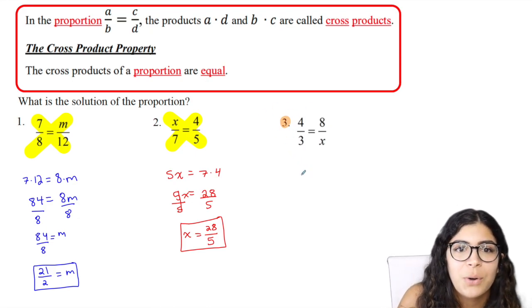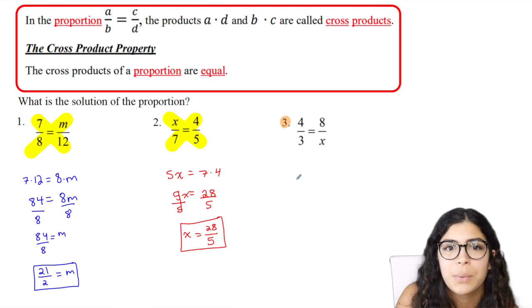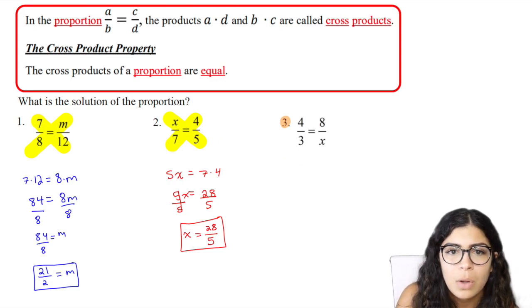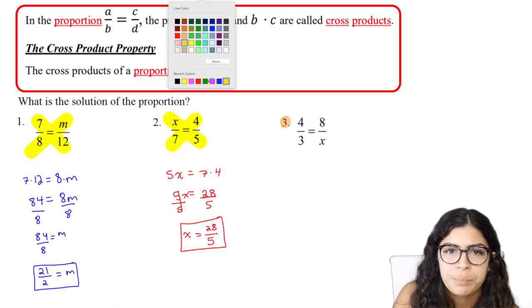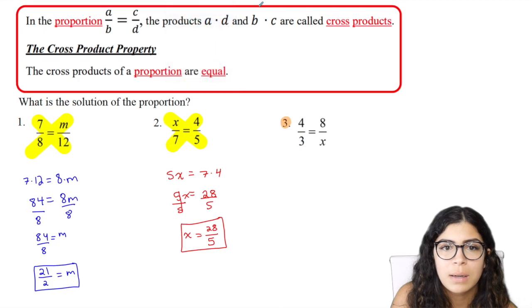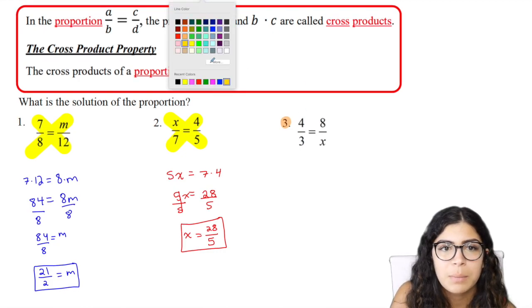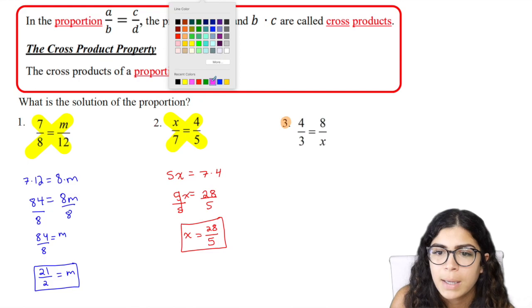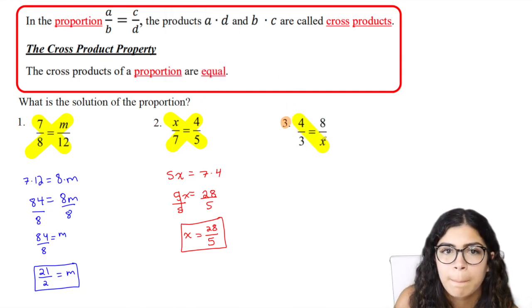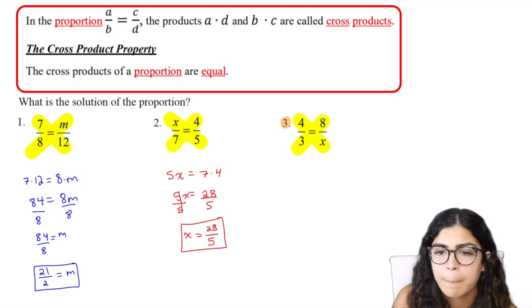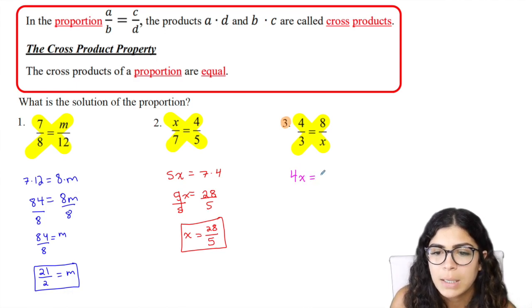Okay? So hopefully you were able to try and see if you could do this question on your own. So let me grab another color here. With this question, we're going to do it the same way as we did before. So we're going to go ahead and do 4 times x equals 3 times 8. And 3 times 8 is 24. And 4 times x is 4x.